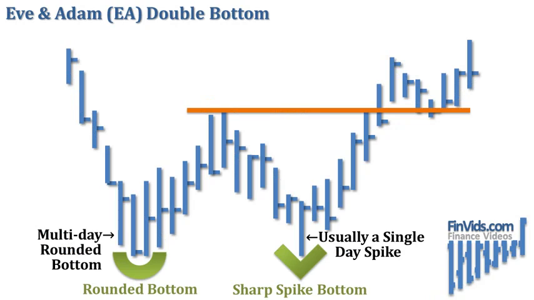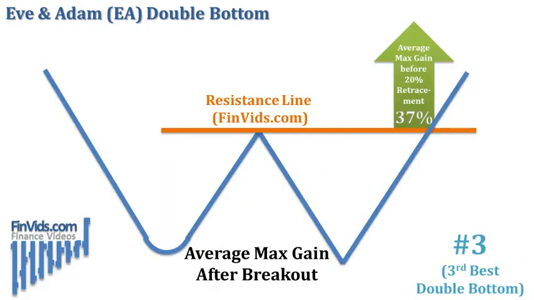And lastly, we have the Eve and Adam double bottom. The first bottom is a rounded multi-day bottom, whereas the second bottom is a sharp spiked, typically single day bottom. Now the Eve and Adam double bottom is the third best performing double bottom. The average max gain after the breakout is 37%.